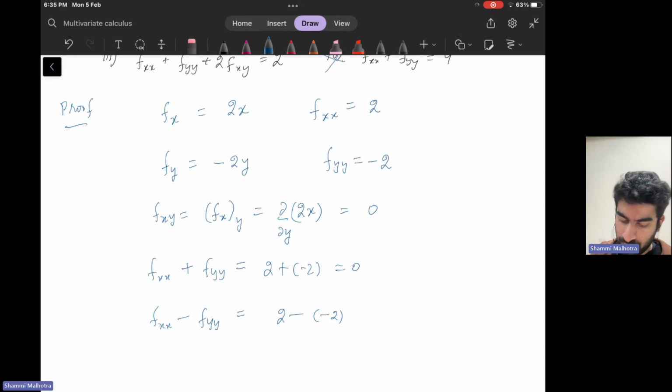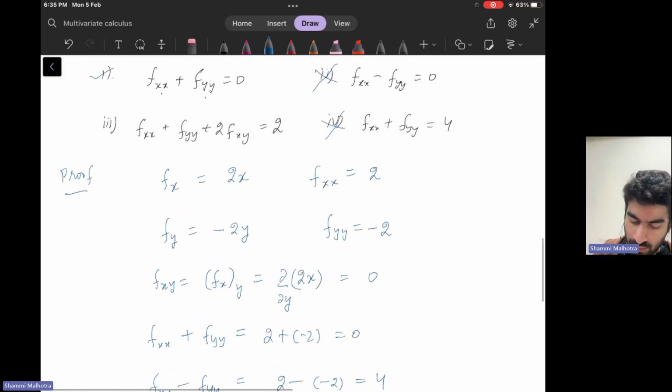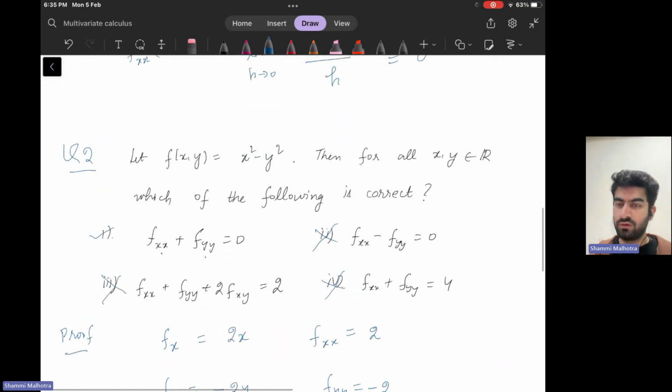And finally, we would like to calculate whether the third option is true or not. This is fxx plus fyy plus twice of fxy, and this is just 2 plus minus 2 plus 0, which is 0. So this is not equal to 2, and my third option is also not correct. So the only option which is correct is the first option, which says fxx plus fyy has to be equal to 0. So the first option is correct, and I would like to add one more thing.